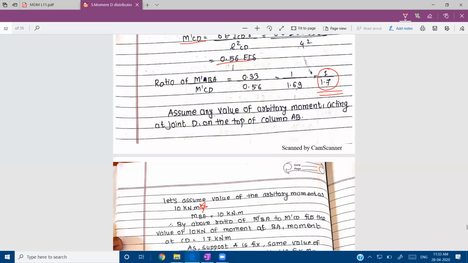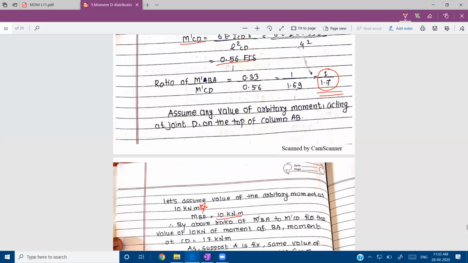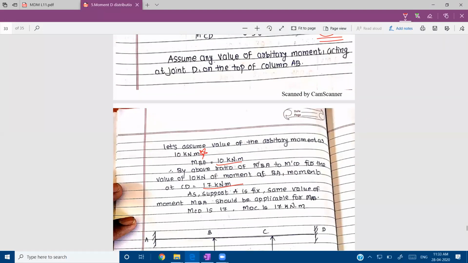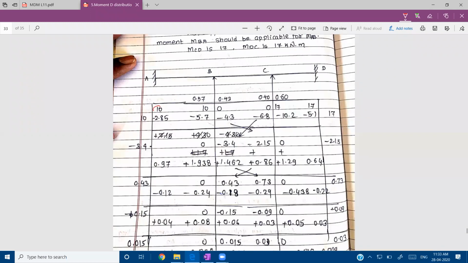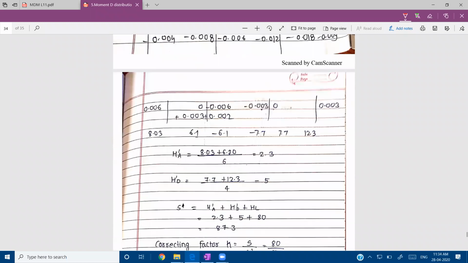So on column AB there are moments of 10 kilonewton meter acting, and on column CD there are moments of 17 kilonewton meter acting. That's what is written here: this 10, 10, this 17, 17. These moments are for column AB, and these moments are for column CD. Now again you have to perform moment distribution here. After performing that moment distribution, we have these final moment values: M dash AB, M dash BA, M dash BC, M dash CB, M dash CD, and M dash DC.